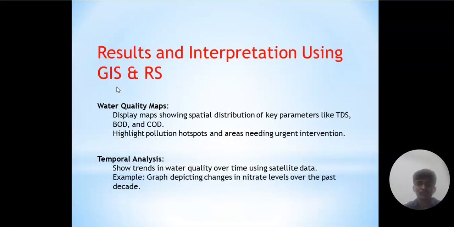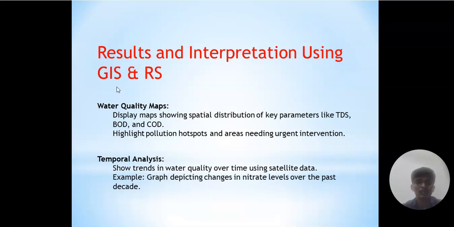Then let's discuss the results and interpretation. Basically, in the research part, I'm going to use water quality related maps. Display the maps showing the spatial distribution of key parameters like TDS, BOD and COD also. Then highlight pollution hotspots and areas needing urgent intervention.